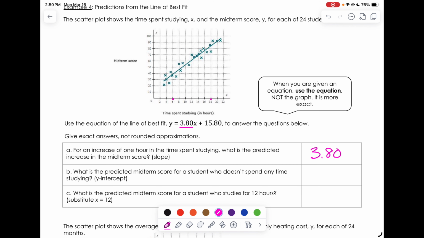Part B, what is the predicted midterm score for a student who doesn't spend any time studying at all? So if you don't spend any time studying at all, you would plug in a 0 for your x, which would cancel that out. Therefore, your score would be 15.80, also known as your y-intercept.